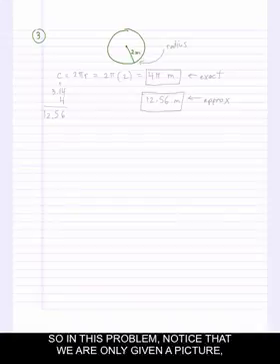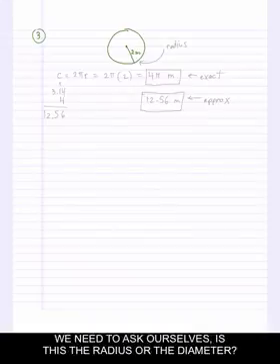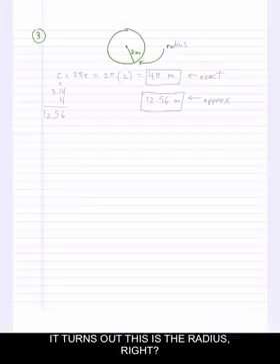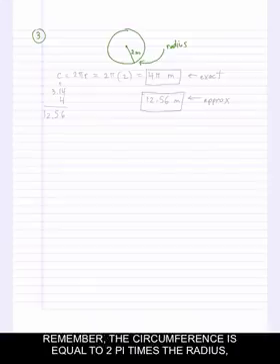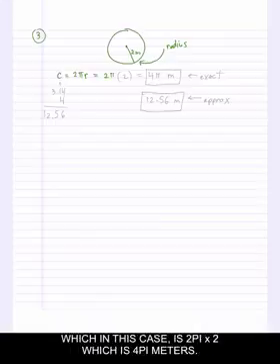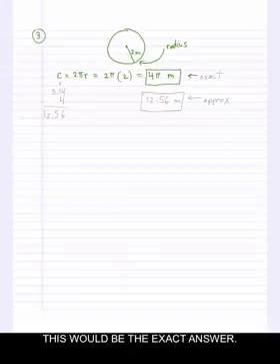So in this problem, notice that we are only given a picture. We need to ask ourselves, is this the radius or the diameter? Turns out this is the radius, right? Because it goes from the middle. Remember, the circumference is equal to 2 pi times the radius, which in this case is 2 pi times 2, which is 4 pi meters. This would be the exact answer.